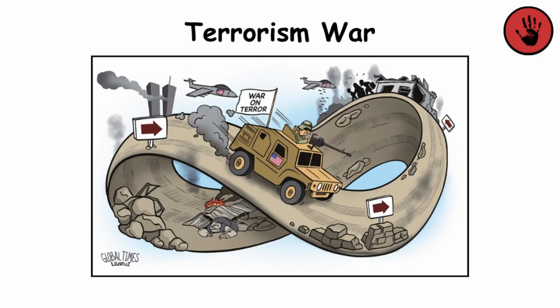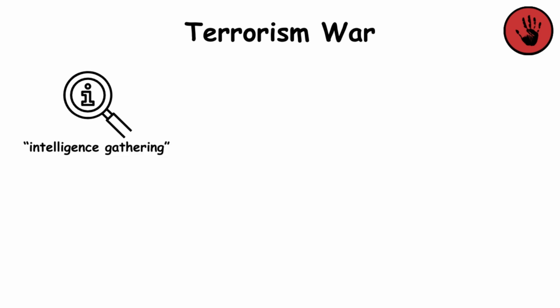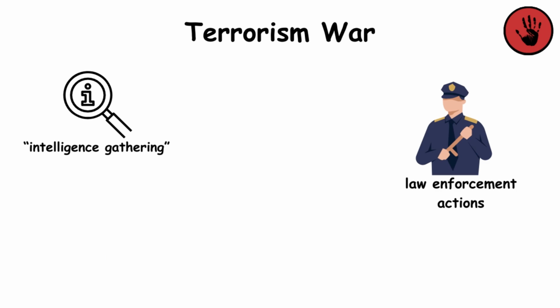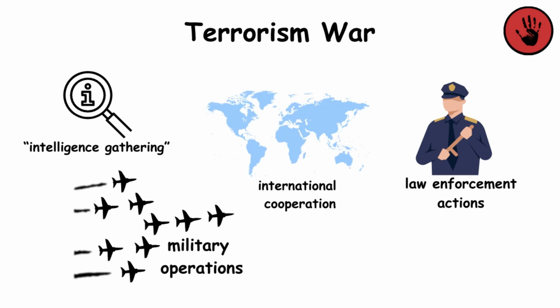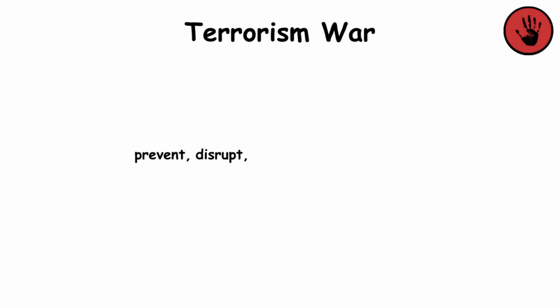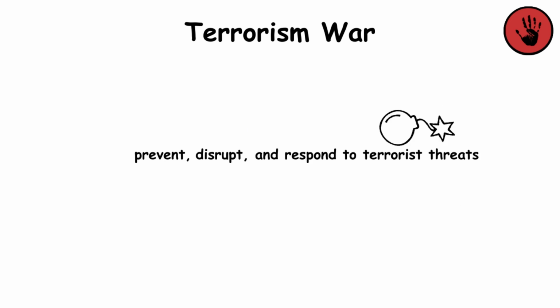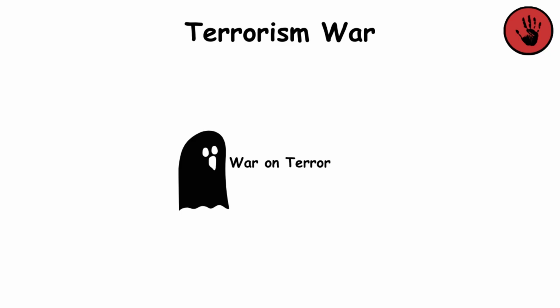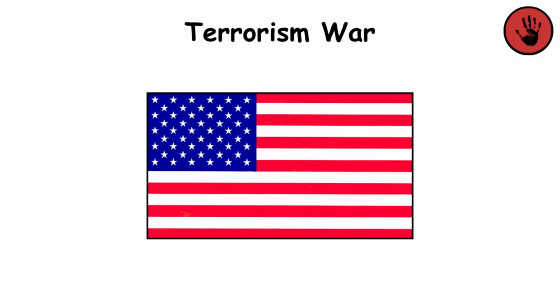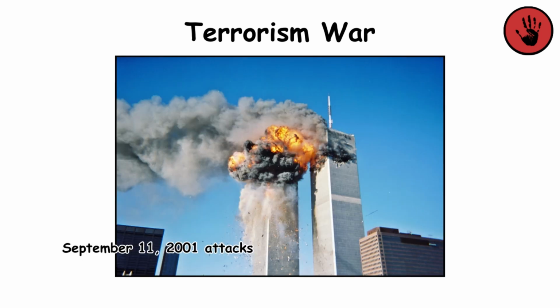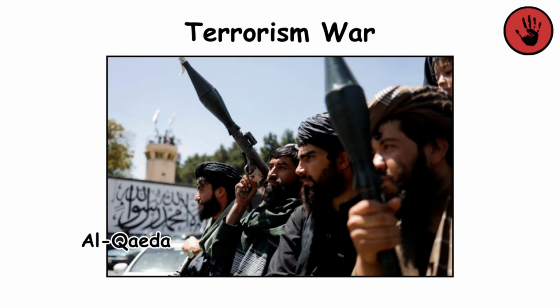Counter-terrorism efforts by affected governments typically involve intelligence gathering, law enforcement actions, military operations, and international cooperation to prevent, disrupt, and respond to terrorist threats. Examples include the global war on terror initiated by the United States after the September 11, 2001 attacks, as well as ongoing counterterrorism operations against groups like Al-Qaeda.